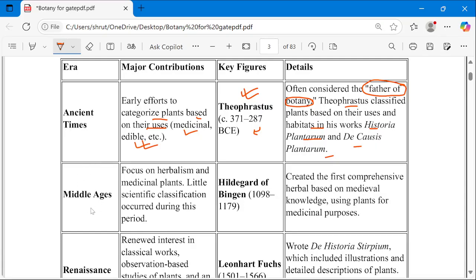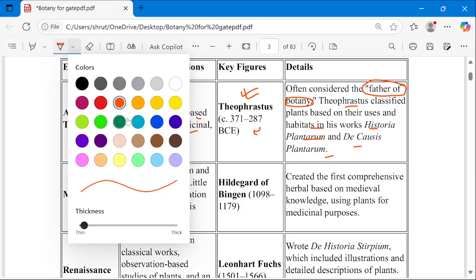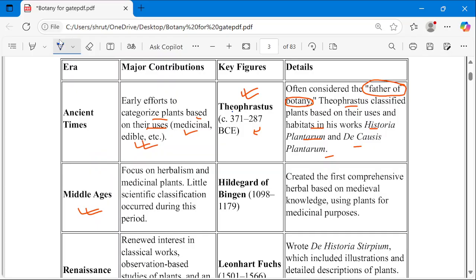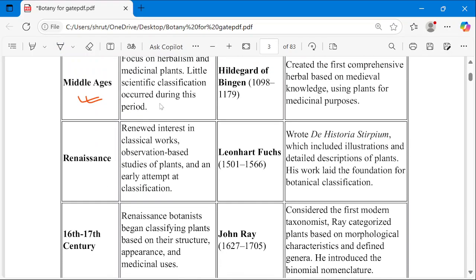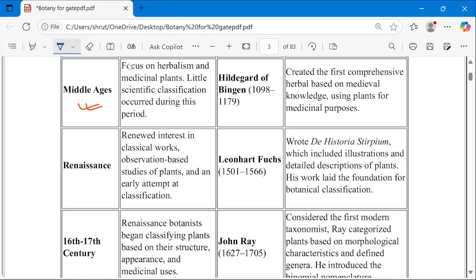Now moving to the next era, which is the Middle Ages. In this era the focus shifted to herbalism and medicinal plants, and little scientific classification occurred during this period. So there was little scientific classification, with the focus on herbalism and medicinal plants in the Middle Ages.